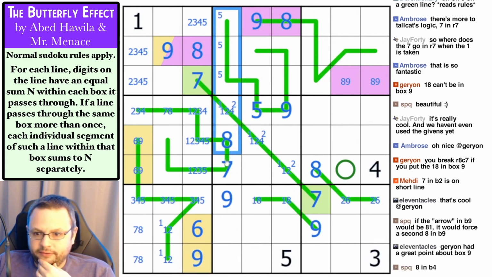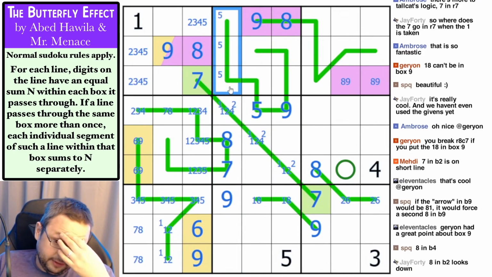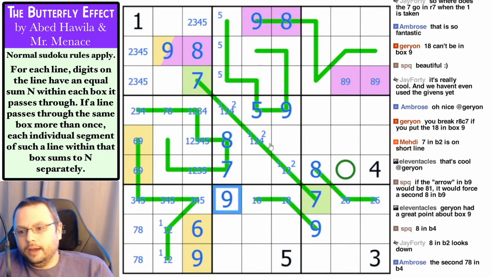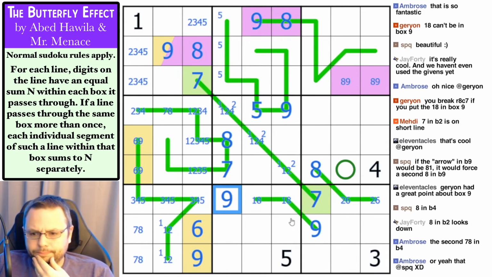Where am I putting 6 in this column? Can I possibly put both 5 and 6 on this arrow that sums to 14? 5 and 6 would be 11. I would need to put a 1 and a 2 on it. I guess I could put a 1 and a 2 on it, in theory, sadly. Okay, well, that's tragic.